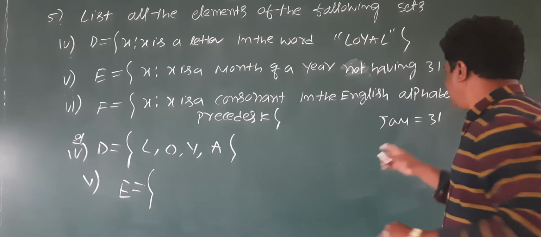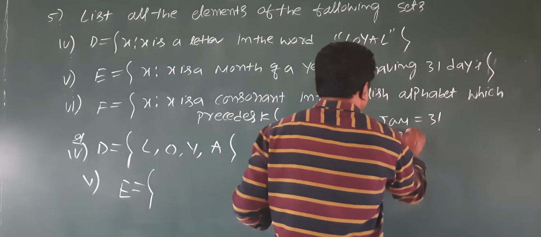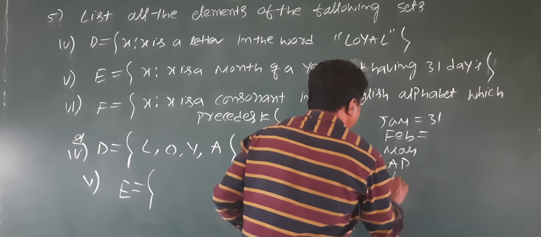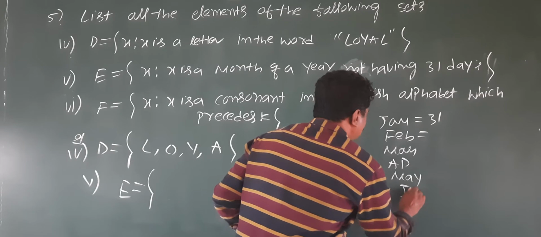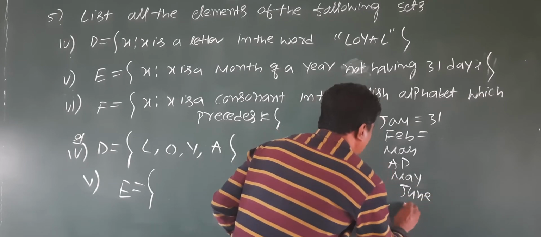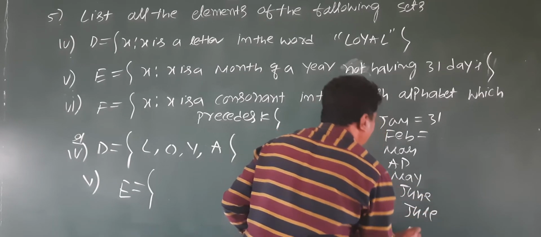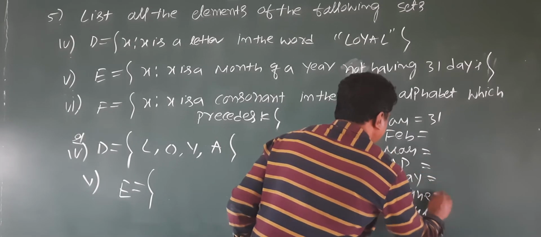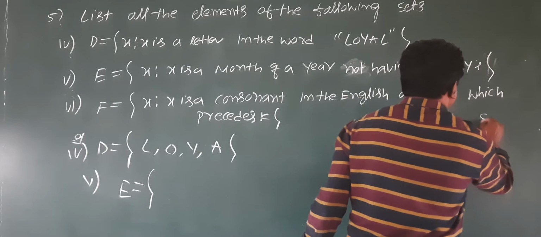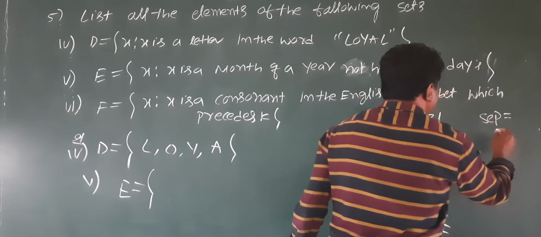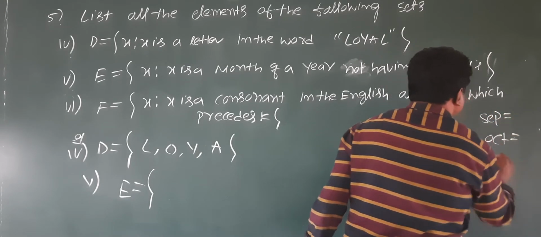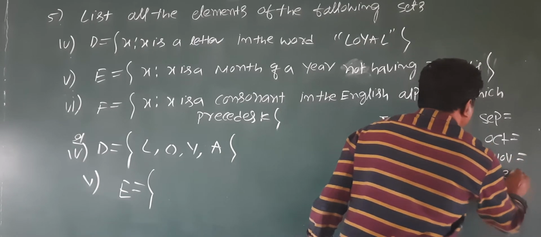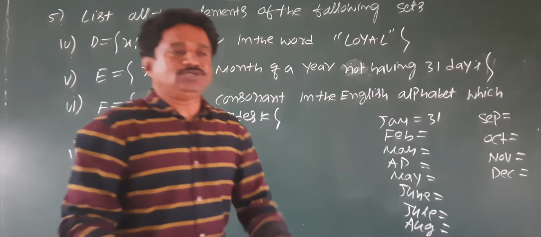Next, January, February, March, April, May, June, July, August, September, October, November, December. Right. Now keep counting, students.